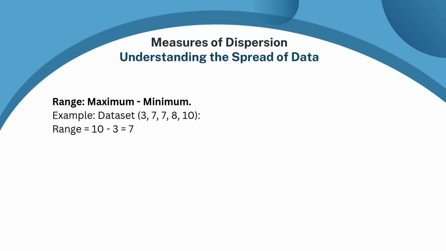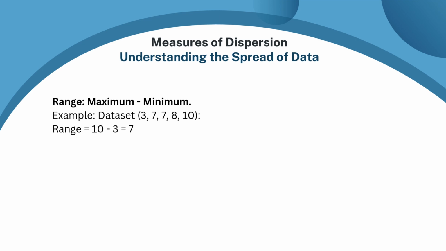Now, let's talk about the range, which is one of the simplest measures of dispersion. The range tells us how spread out the data is by calculating the difference between the highest and lowest values in a dataset. For example, if we have the dataset 3, 7, 7, 8, and 10, we calculate the range by taking the maximum value, which is 10, and subtracting the minimum value, which is 3. So, the range is 10 minus 3 equals 7. This means the data is spread across a range of 7 units.